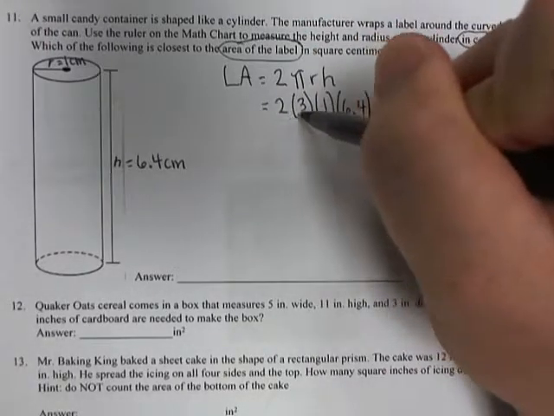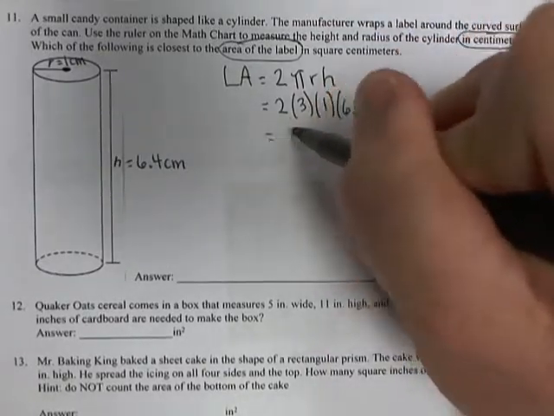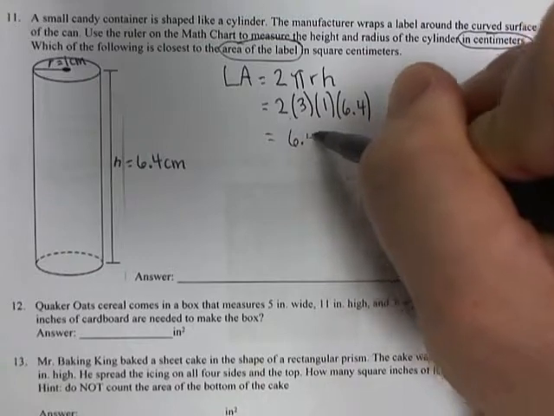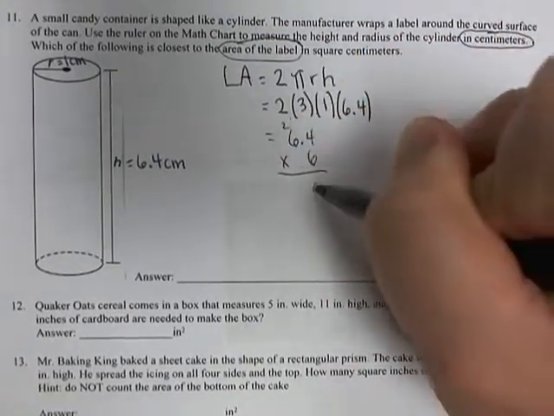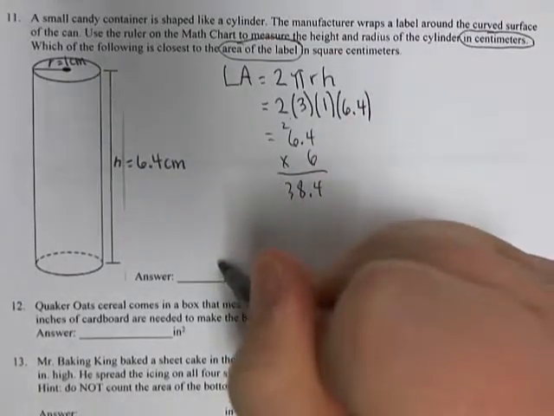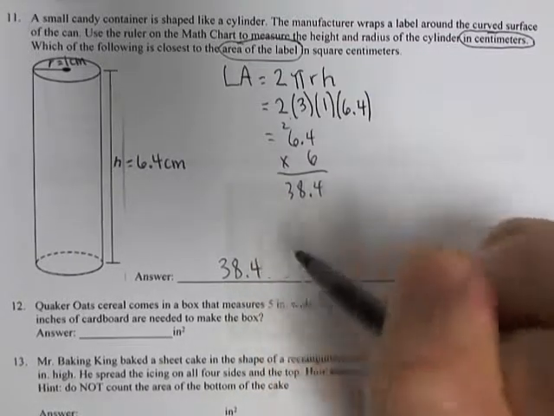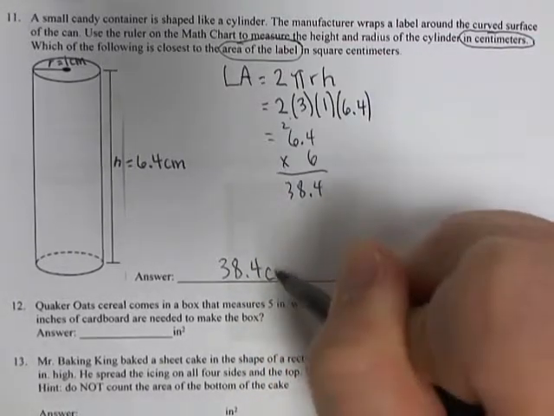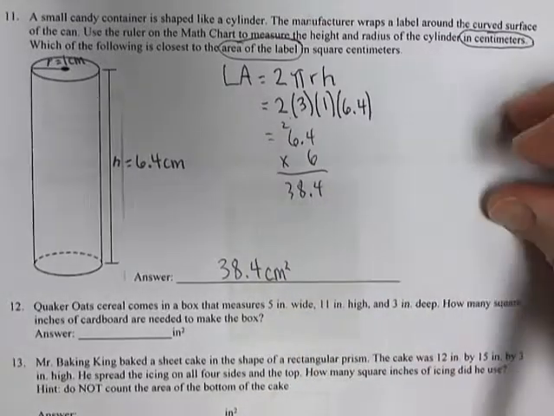2 times 3 is 6. 6 times 1 is 6. So we're left with 6.4 times 6. And we get 38.4 is the lateral surface area of this cylinder. And we know that surface area is always represented by units squared.